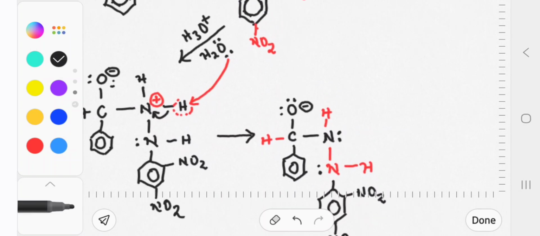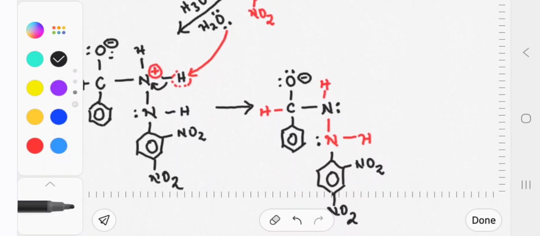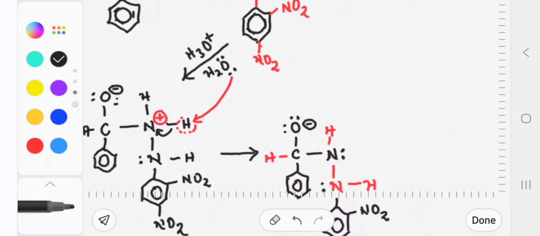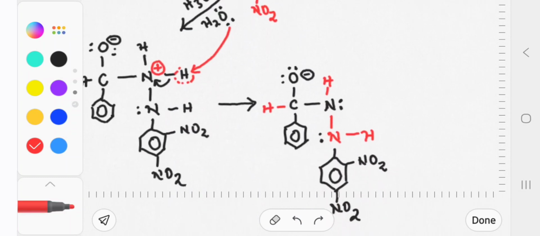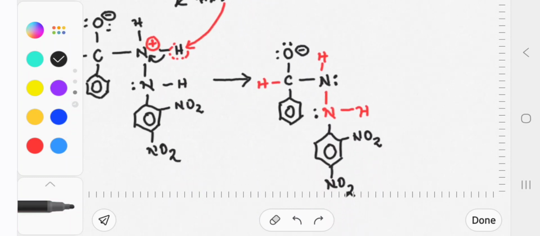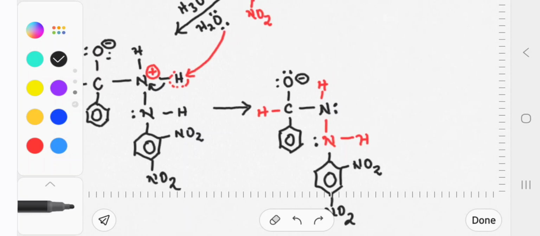So next, since water has played its role, now the acid, which is this one, is going to play its role. This reagent is going to play its role. Now its role, let's proceed. Let me open up this so that you understand what is going to happen. That's H3O plus, that's the acid.